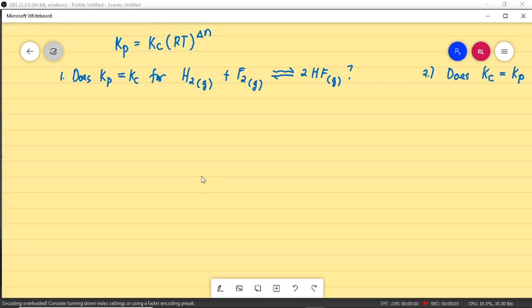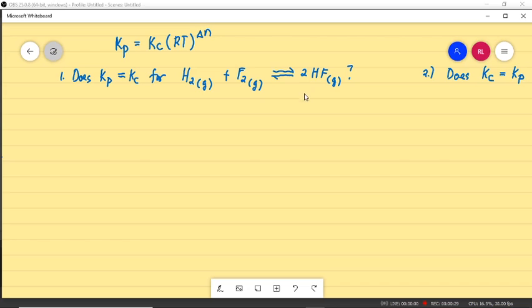In this video, we are going to solve problems related to K sub P. For this one, is K sub P equal to K sub C for the reaction of 1 mole of hydrogen gas and 1 mole of fluorine gas to form 2 moles of hydrogen fluoride?